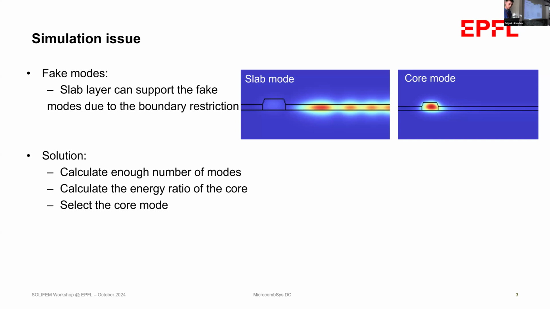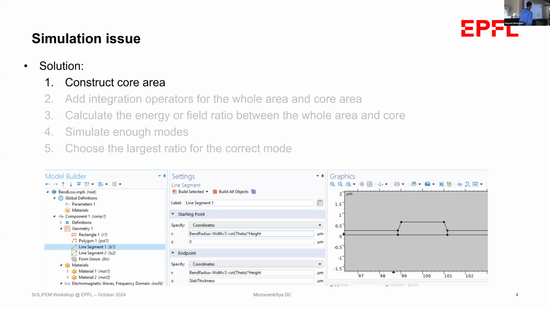Then how to do it in practice? At first, we need to define the core. For silicon nitride, you can just use your waveguide as the core area. But for lithium niobate or for this slab waveguide, you need to use some different structure to create the area of the core waveguide. Here, I use two line segments to confine the area of the core. And here we need to use this geometry structure named the line segment.